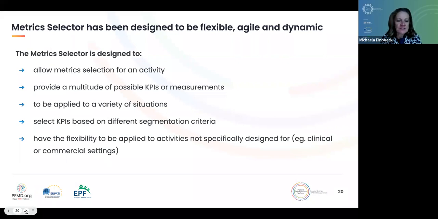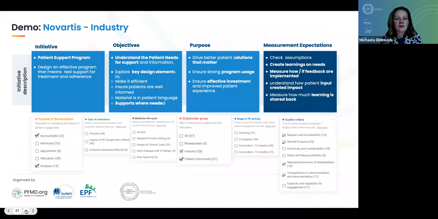And the example is on the next slide. What I'm trying to do here is I want to measure metrics on a patient support program. So patient support programs are typically programs that often industry runs and means to support patients in their treatments, but also in their adherence, or any other services or help the patients may need. That's what the support program would be for.